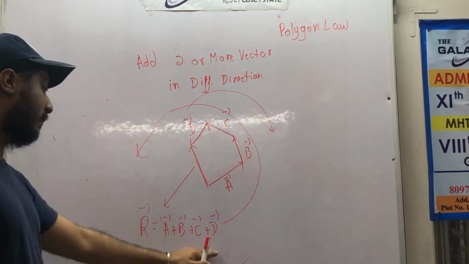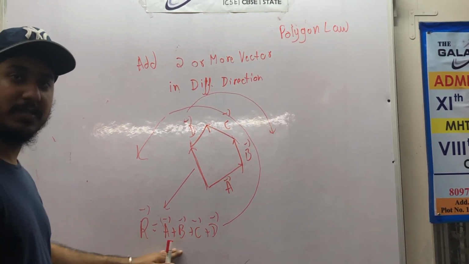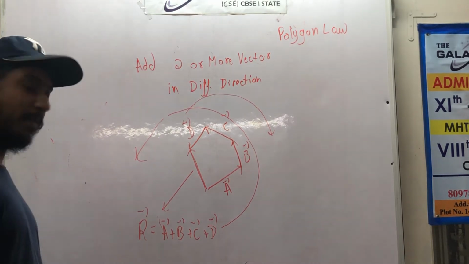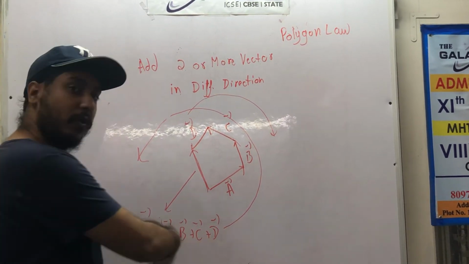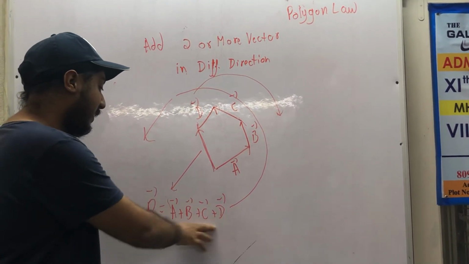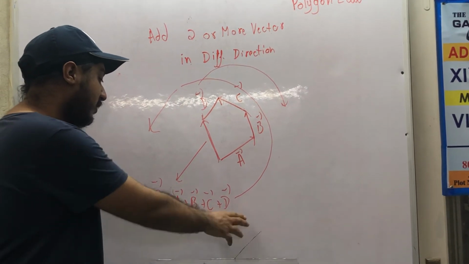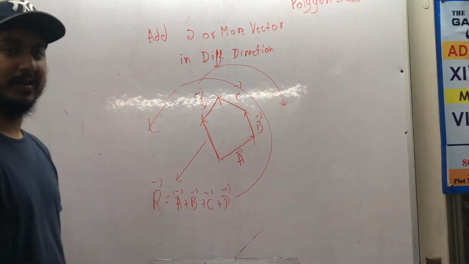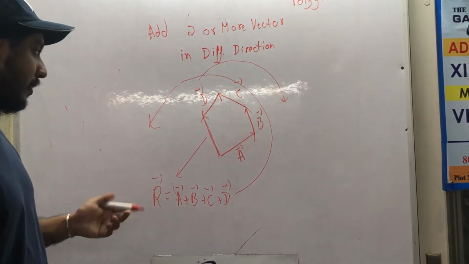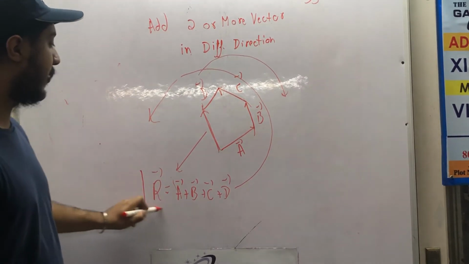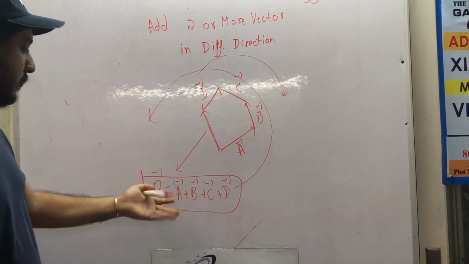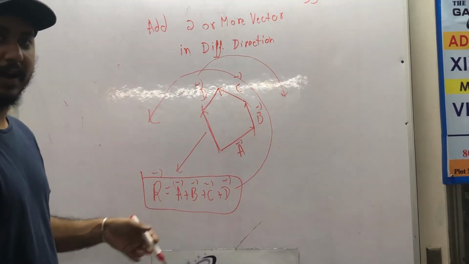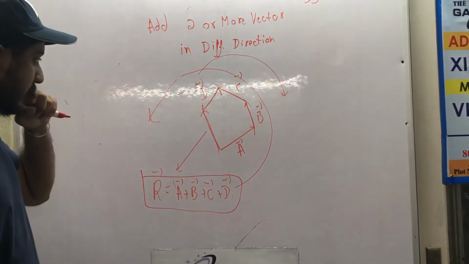Now what does this A plus B plus C plus D indicate? It is basically the method of representation in vector form. It indicates that this is the resultant of all these 4 vectors. Now we will see how we got this answer. We will try and find this out. It's quite simple.